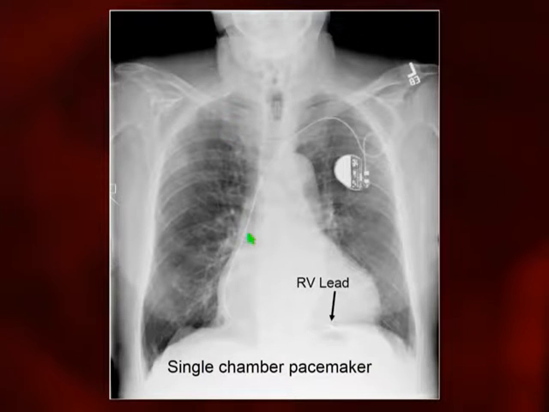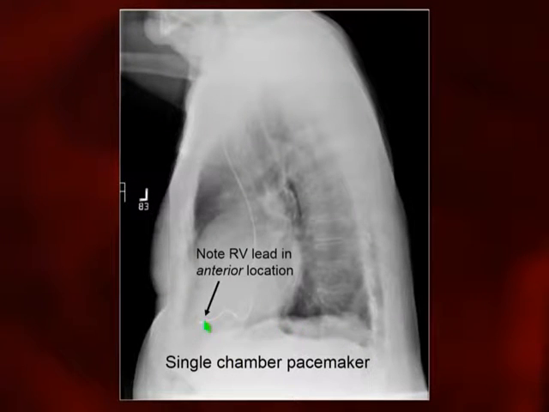That's a single chamber pacemaker, just to show you the difference. There's only 1 lead, and when there is only 1 lead, it's at the apex of the right ventricle. You can see it here. The right ventricle is anterior in the lateral chest X-ray, just behind the sternum, and you can see that RV lead is placed nicely there in the RV apex.